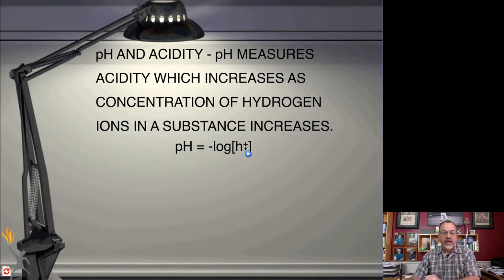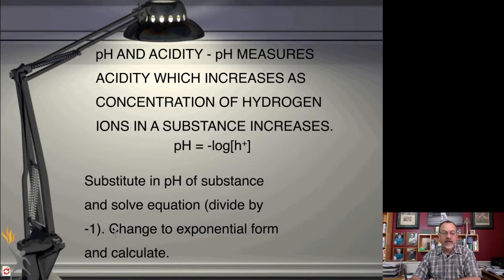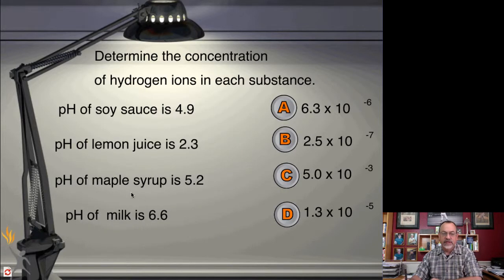Now, once you substitute in a pH value, then it's simply a matter of evaluating the logarithmic expression, which we've done before. So we would substitute in the pH value that's given to us. We would divide by -1 to remove the negative sign. That would move the negative sign over to the pH side, and then we're simply, as I said, solving or evaluating a logarithmic expression, which we've done previously. So let's do one example here where we have a pH of soy is 4.9.